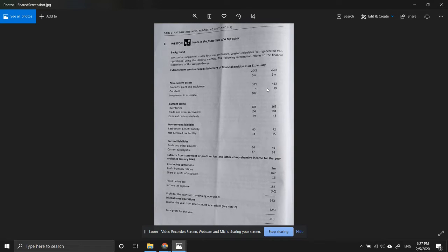In the case of PPE, we also need to look out for any addition or subtraction during the year. If there has been a disposal, this figure does not include the disposed figure, so we need to add it up and calculate accordingly, because these figures include the PPE of the disposed entity as well. And if the investment in associate is not given down below, this figure will be important.